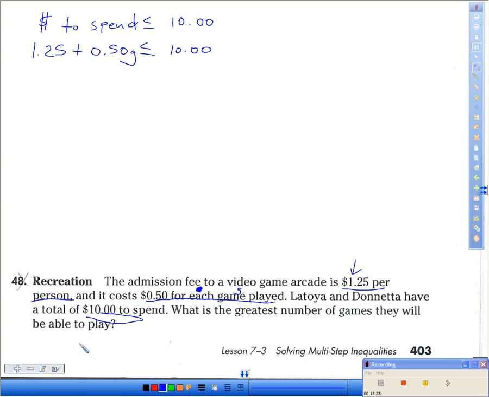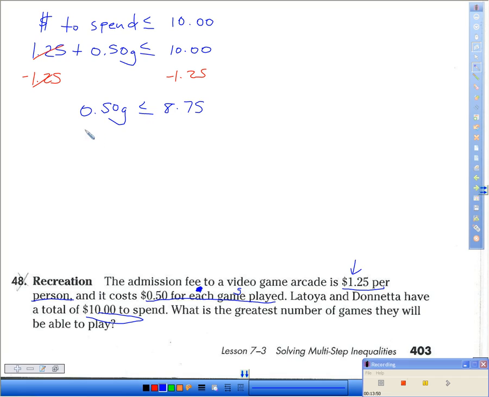At this point, we have a two-step inequality to solve. I'll subtract $1.25 from the left and from the right. $1.25 minus itself gives us 0, so on the left-hand side of the inequality, all that we're left with is 0.50G, or 50 cents times the number of games. On the right-hand side of the inequality, when we subtract, we're going to get $8.75.